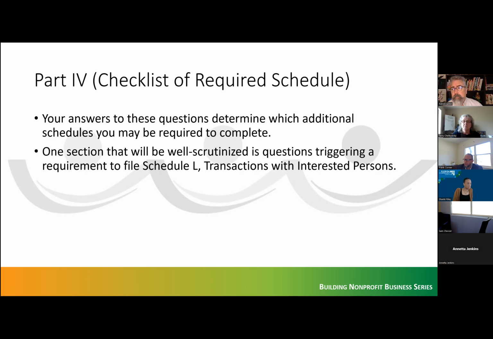The checklist of required, that should say required schedules. I apologize for that. So part 4. The answers to these questions determine which additional schedules you may be required to complete. There is a whole section in there that everyone looks at to see whether or not you're required to fill out Schedule L, which is the transaction with interested persons.